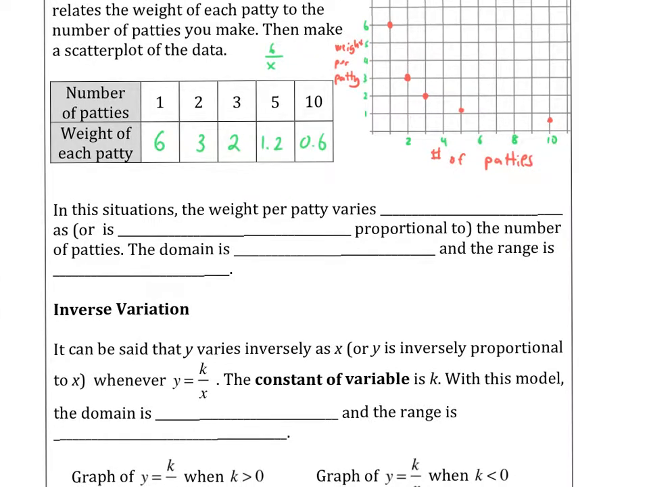So in this situation, the weight per patty varies, and here's a new vocabulary word, inversely. Or is inversely proportional. There are two ways to say it. Inversely proportional to the number of patties. The domain is just the whole numbers. It is the set of whole numbers.